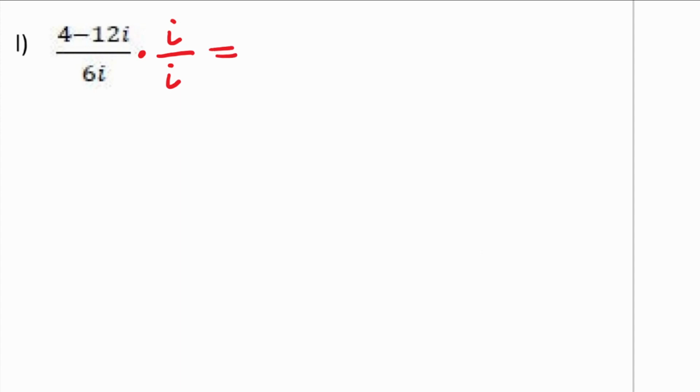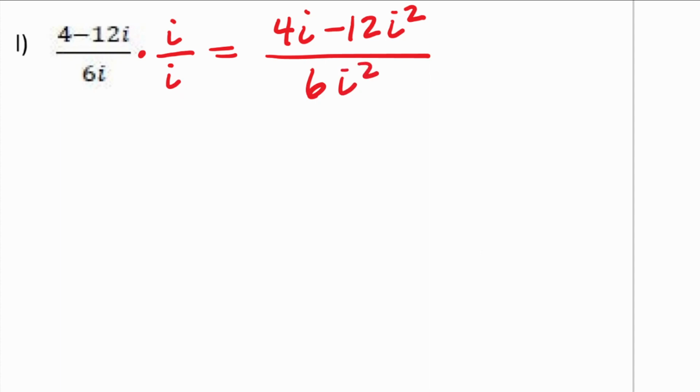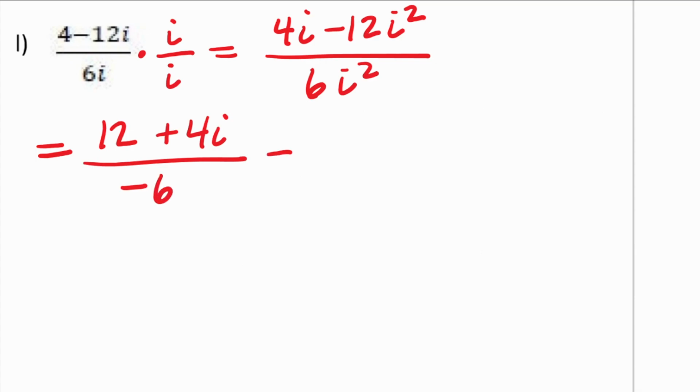So if I distribute the i over the 4 minus 12i, I'll get 4i minus 12i squared, all divided by 6i squared. Okay. And then negative 12i squared is negative 12 times negative 1, so that's positive 12, plus 4i, divided by 6 times negative 1, which is negative 6. And so 12 over negative 6, that's negative 2. And 4i divided by negative 6, that would be negative 2/3 i. That's how we would divide one like that.